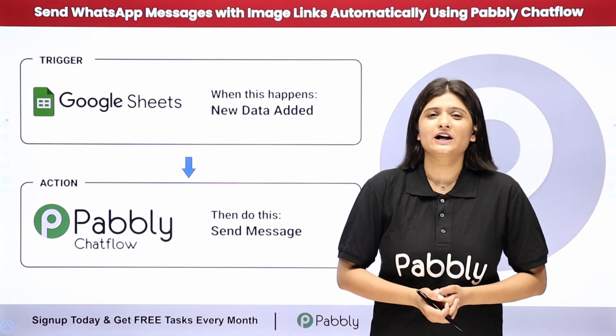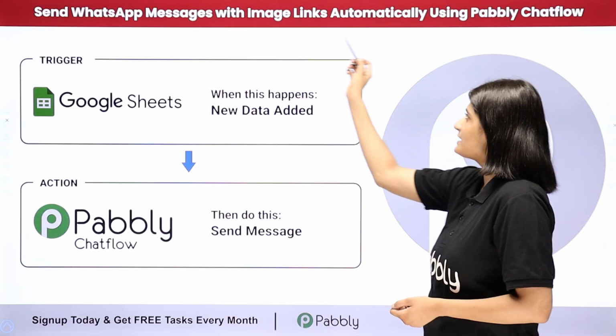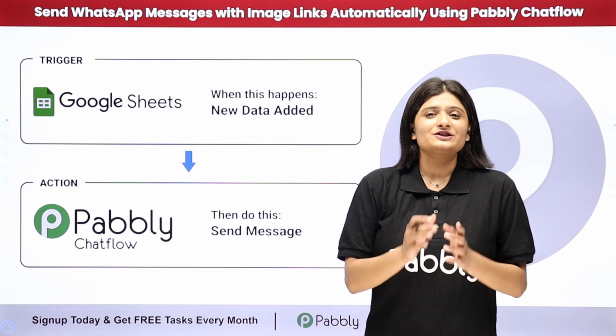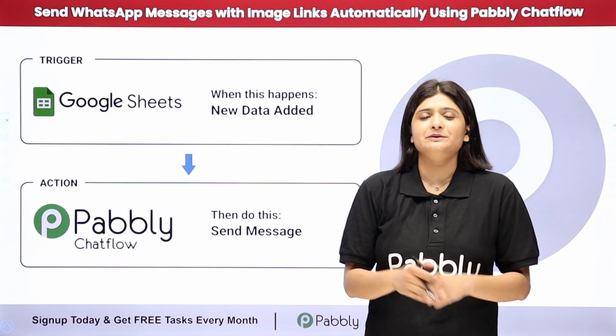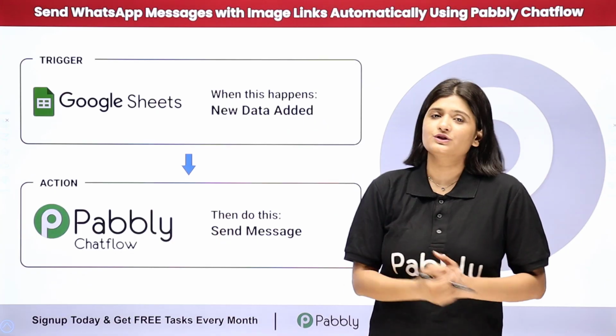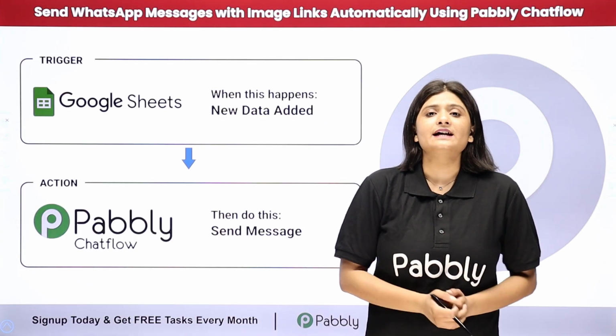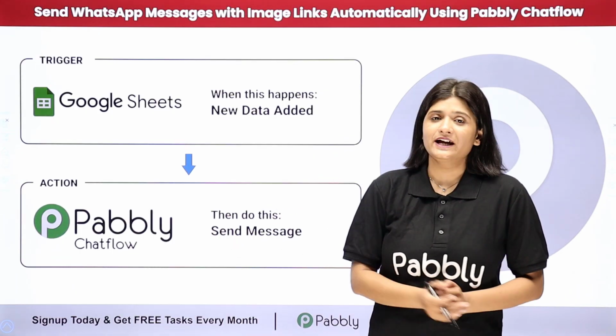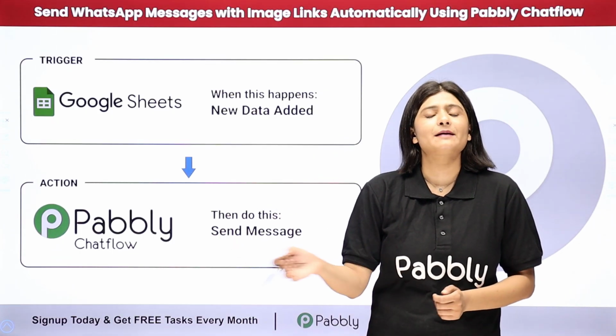In this video, we are going to learn how to send WhatsApp messages with image links automatically using Pabbly Chatflow. So let's suppose I'm running a fashion online business and I'm collecting all the details of the customers in my Google Sheets spreadsheet. Now I want that as soon as I add a new detail, the image should be automatically sent with the help of Pabbly Chatflow via WhatsApp message.